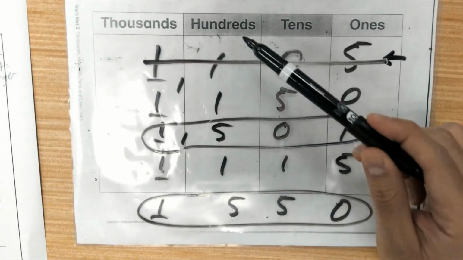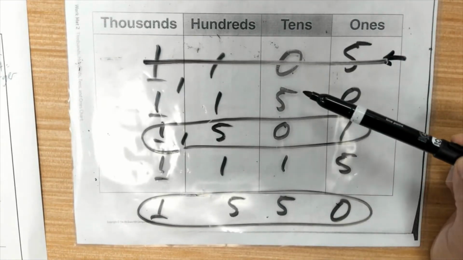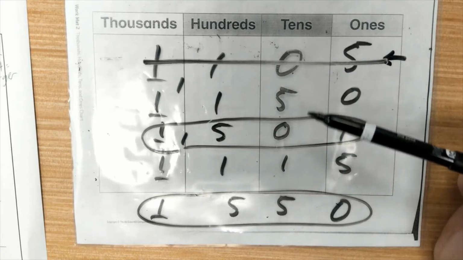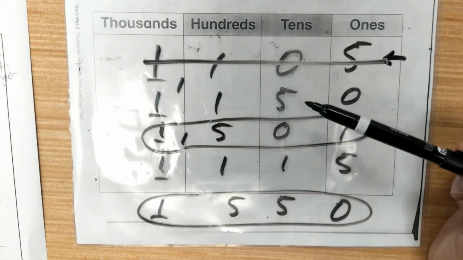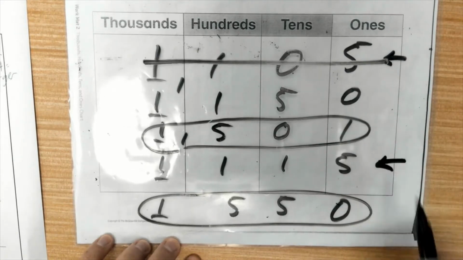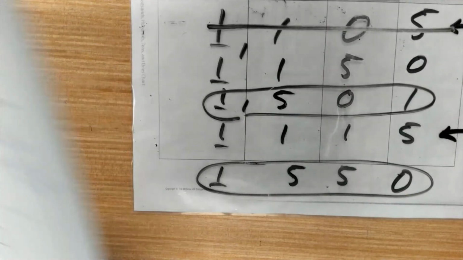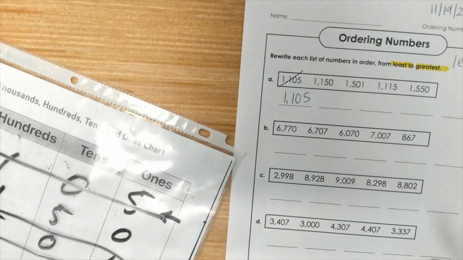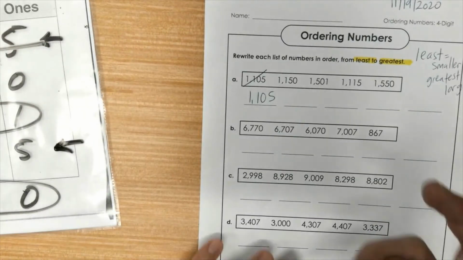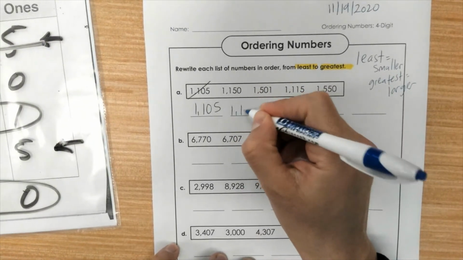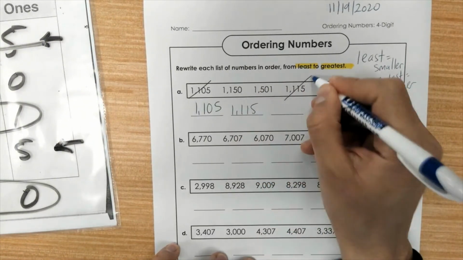I'm sorry. 1 in the hundreds, 1 in the hundreds. Check. 5 in the tens, 1 in the tens. 1 is less than 5. So this one is the next number that comes up. It's the least number, alright? So I go to that one. 1,115. And I cross it out there, and I cross it out over here.